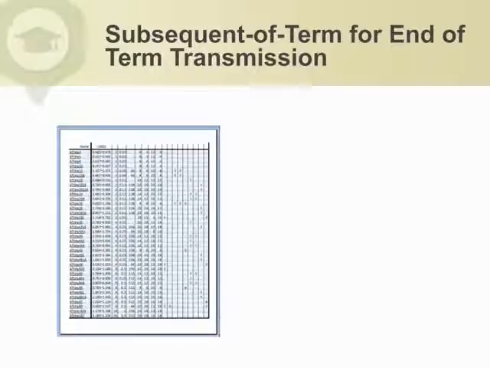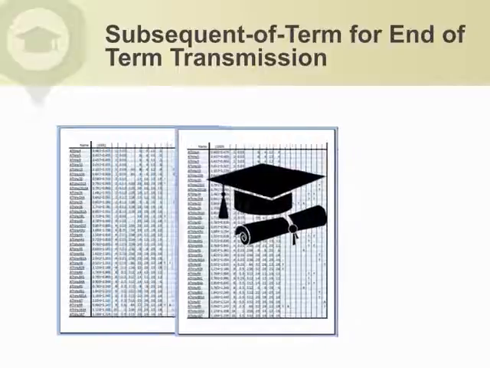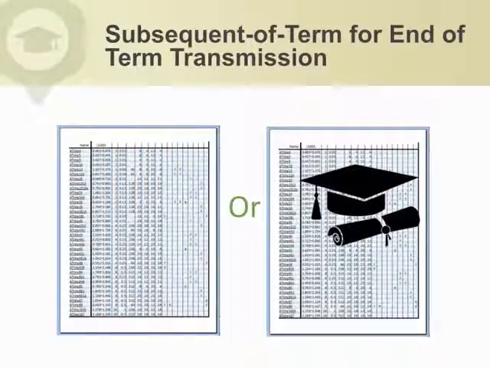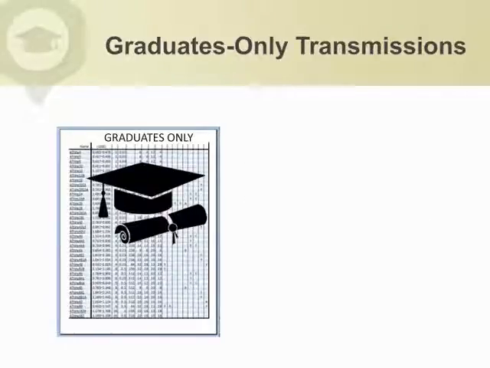Depending on the timing, this file may include the students who have graduated, or a separate file may be reported for those students only. The Graduates Only file is used to report graduating students who are not included in your subsequent transmissions for the end of term. These transmissions should be scheduled after the term has ended and prior to the next first of term transmission to the Clearinghouse.